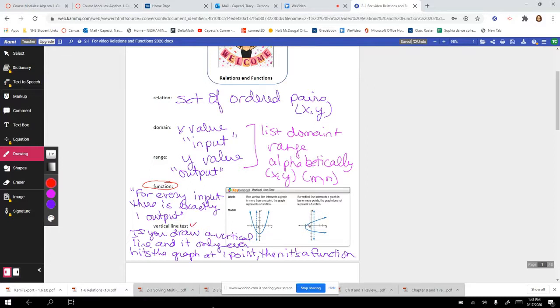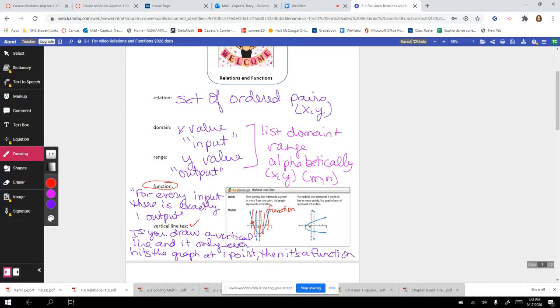Now, the vertical line test is my favorite way to figure out if something's a function. If you draw a vertical line and it only ever hits the graph at one point, then it's a function. So I like to graph them, even if I'm not sure, I just plot the points. So let's look at this first. If I were to sketch this graph, it's only hitting that graph one time, every time I did those vertical lines. So this one is a function. This one is definitely a function.